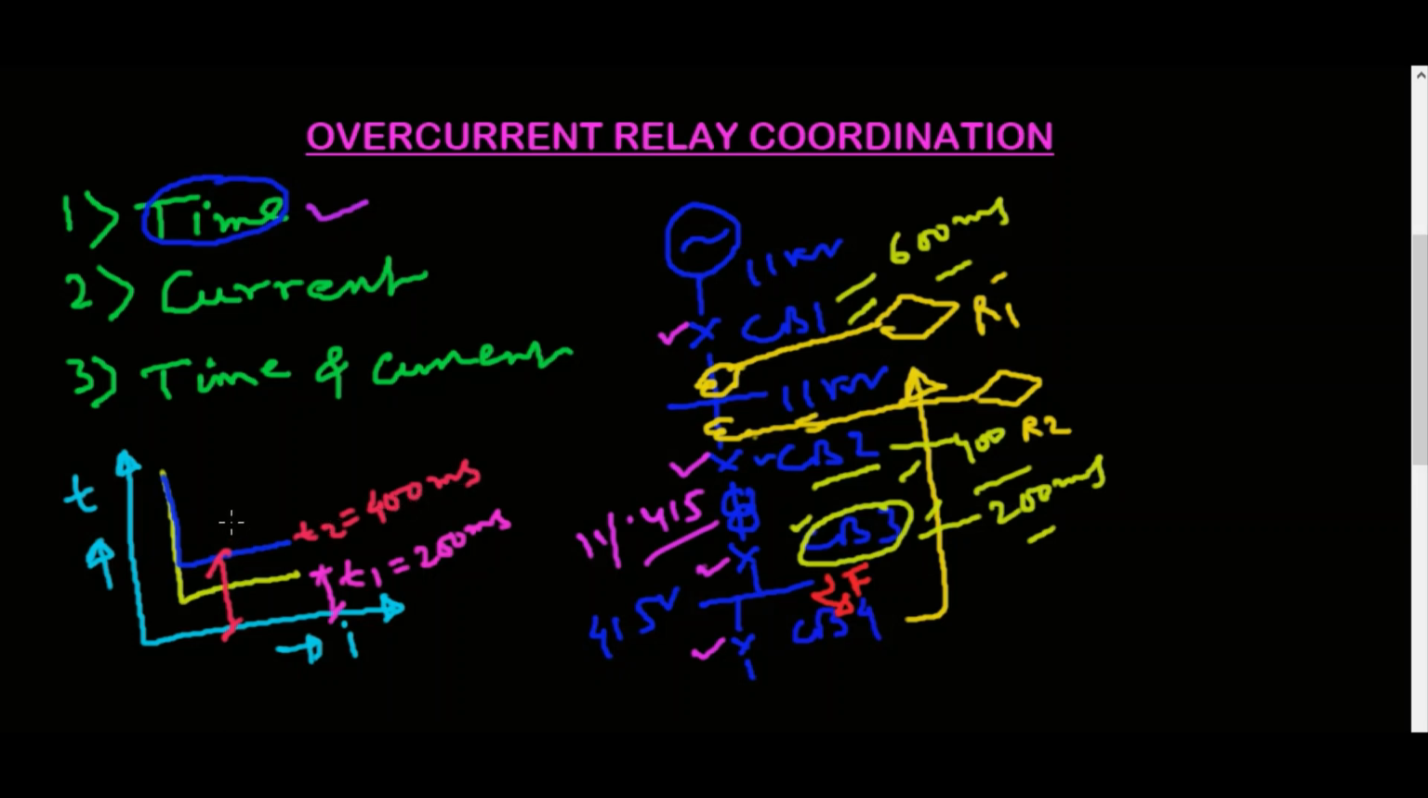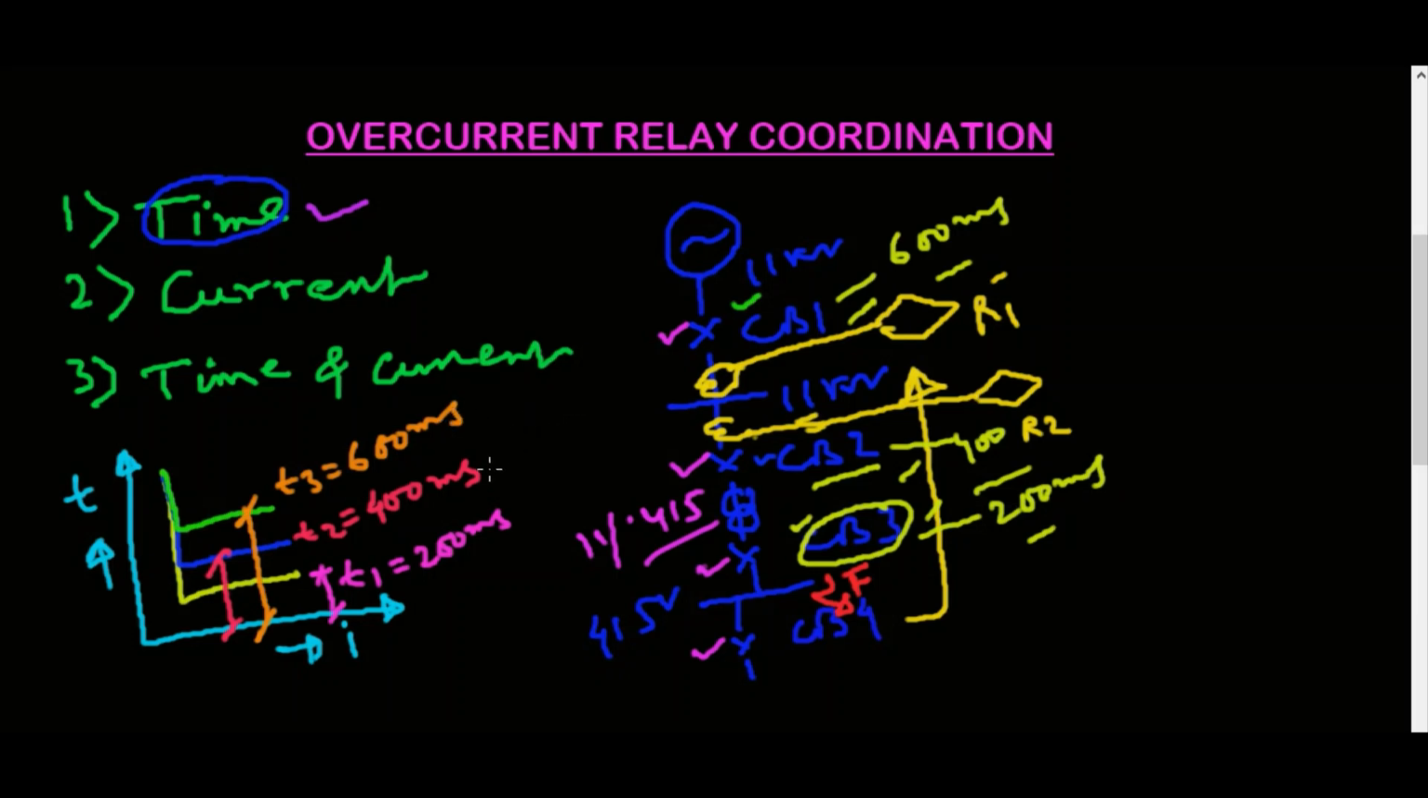And let's draw the CB1 characteristic. If we draw like this, so here the discrimination will be this much. This is t3 equal to 600 millisecond.